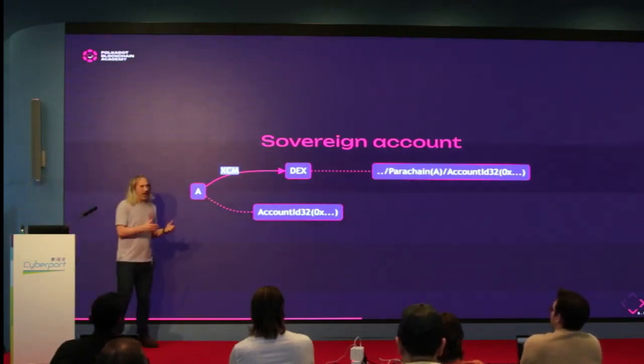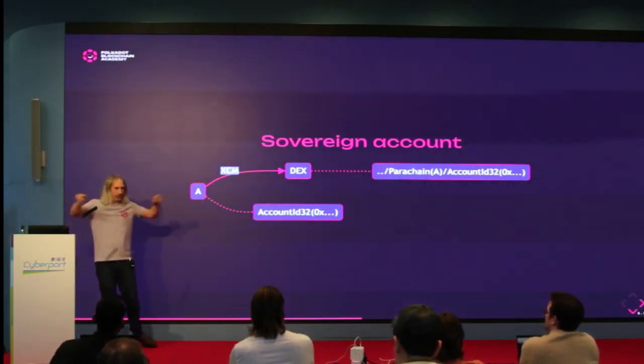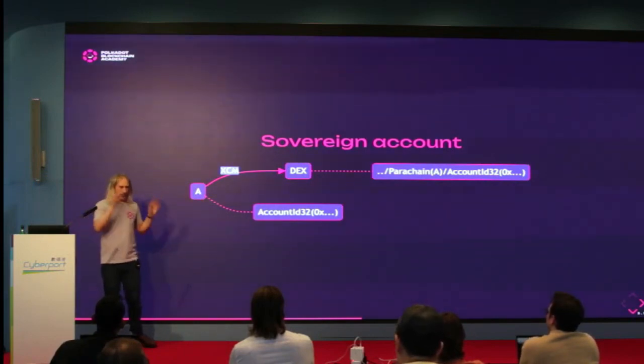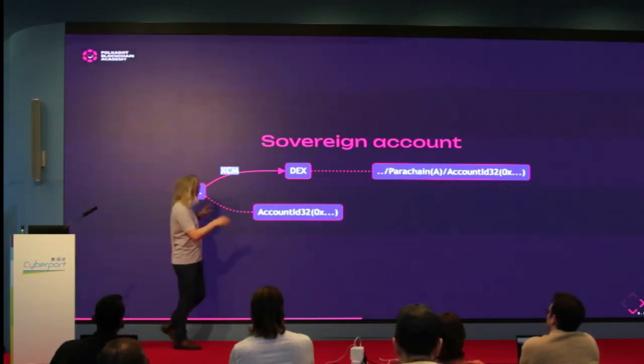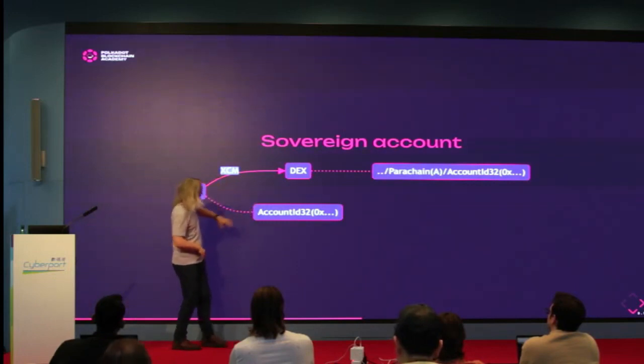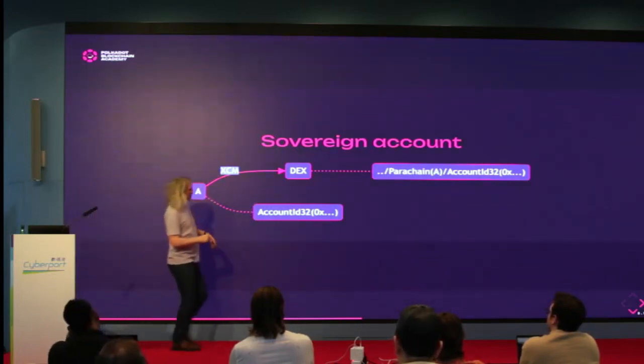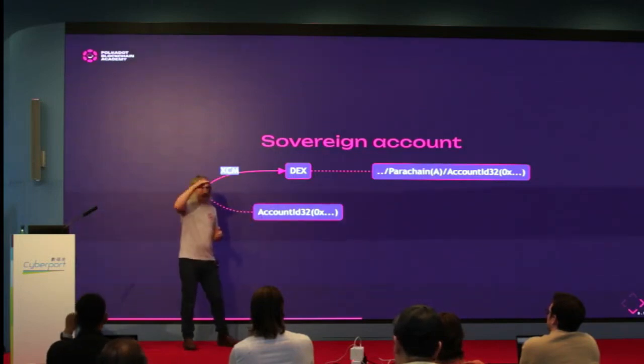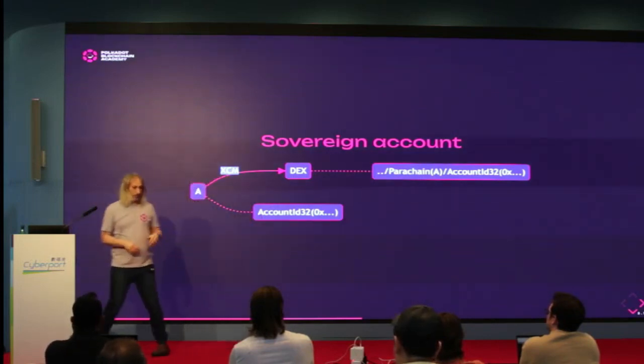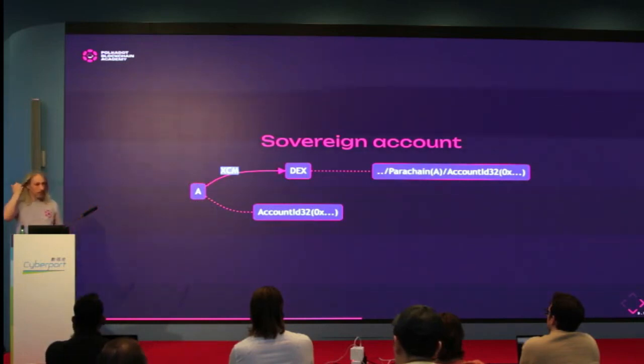We don't actually have many different XCMP channels, one for every account ID. That would be really crazy. That would be way too many message queues and things. So rather, we just use the same channel, but when it arrives at the destination, the code that actually executes first prepends something onto the origin.